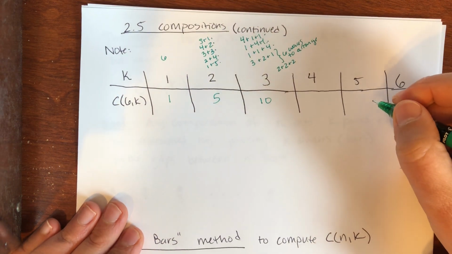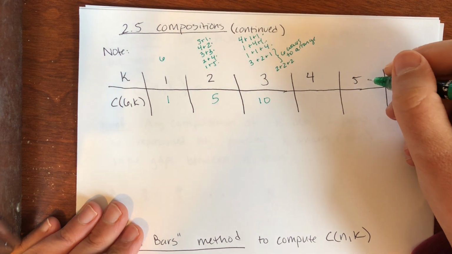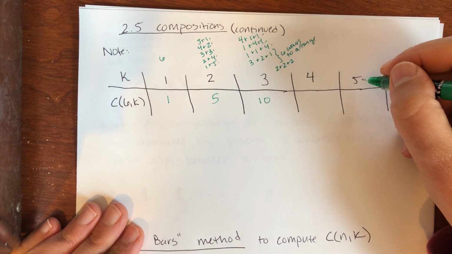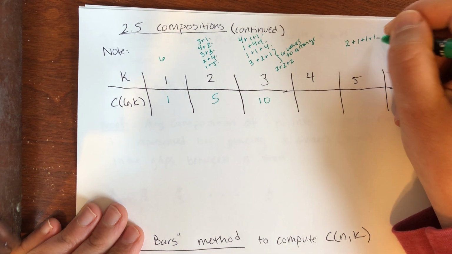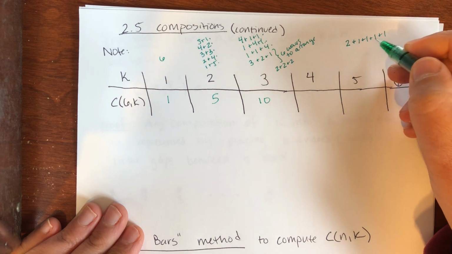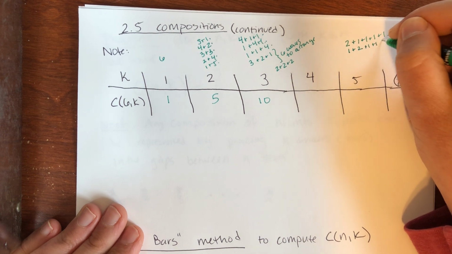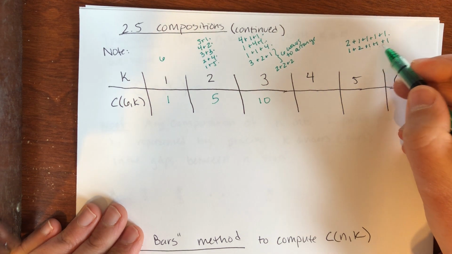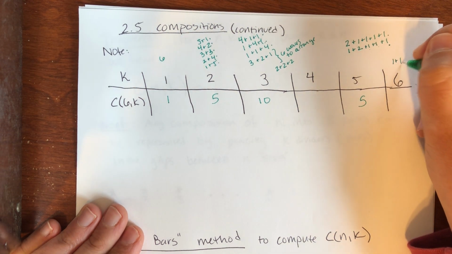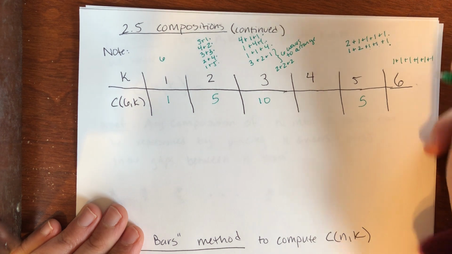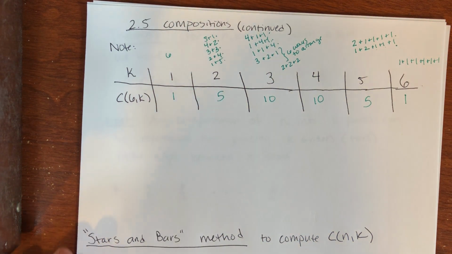4 parts, let's skip it for now. 5 parts seems like it might be messy, but it's actually not that bad, because if you want to have a composition of 6 into 5 parts, most of your parts are going to have to be 1. You can either do 2 plus 1 plus 1 plus 1 plus 1, or you can move the 2 over here and do 1 plus 2 plus 1 plus 1 plus 1, or you can move the 2 here, or here, or here. So this is also a total of 5 compositions. And the only composition of 6 into 6 parts is if every part is a 1, so there's only one such composition there. And I can tell you that for 4, that's also a 10.